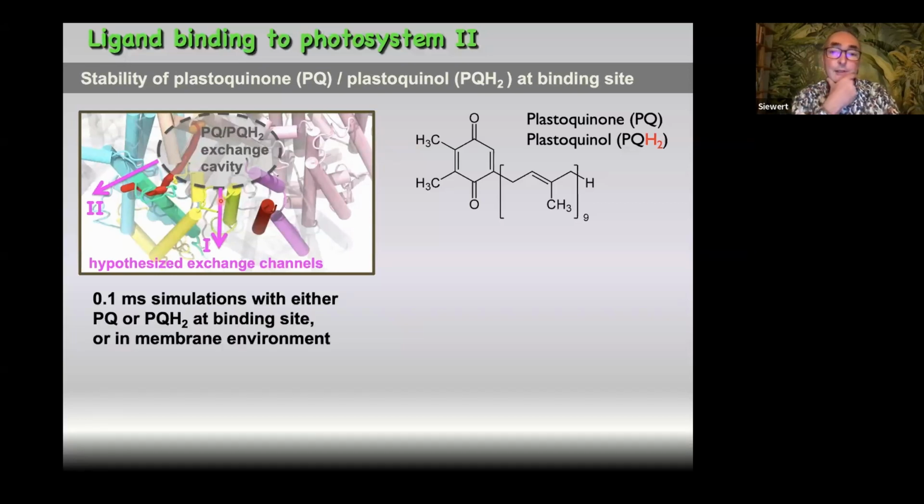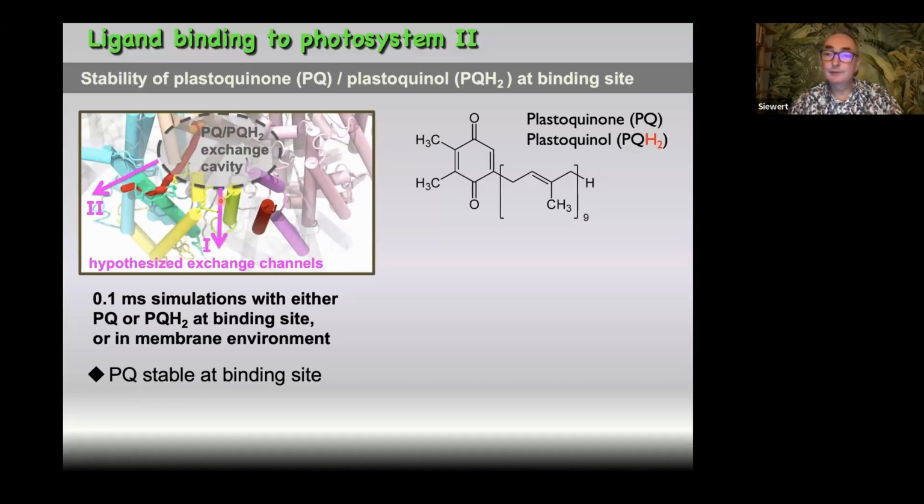And then we did a couple of different types of simulations. First, we just placed the plastoquinone at this binding site, hoping that it would nicely stay bound at that position, because that's what you would expect to happen. As long as it does not get reduced, it should be binding to this binding site. And this is indeed what happened. So we did simulations showing that this plastoquinone nicely stays bound at this particular spot.